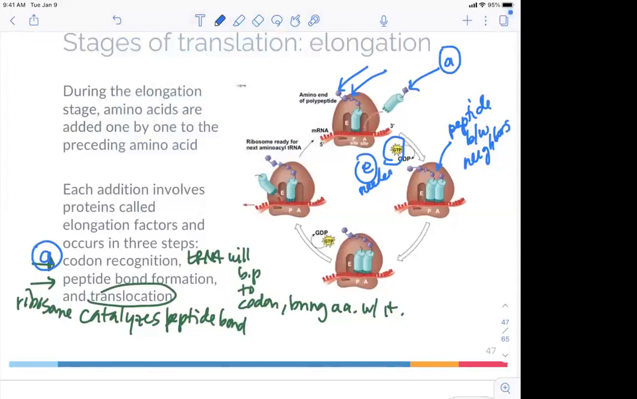And then when the ribosome moves over, translocation, so that's B. C, when the ribosome moves over, that's also going to require energy. But notice that's going to let you start over and a new tRNA can come here and base pair.